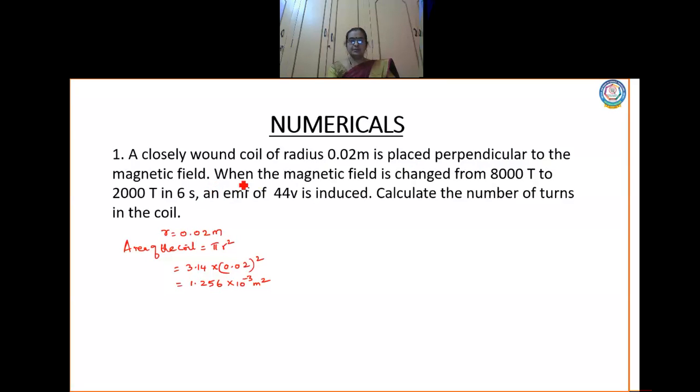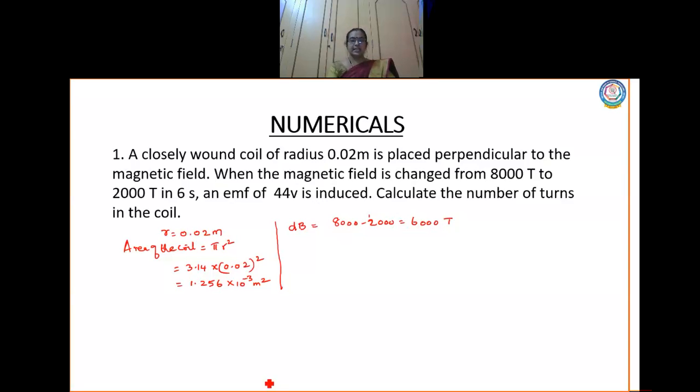Perpendicular. Okay, I'll come to this later on. When the magnetic field is changed from 8000 Tesla to 2000 Tesla, so the magnetic field is changed. So let me write this as dB. Change in magnetic field is 8000 minus 2000, which is 6000 Tesla.